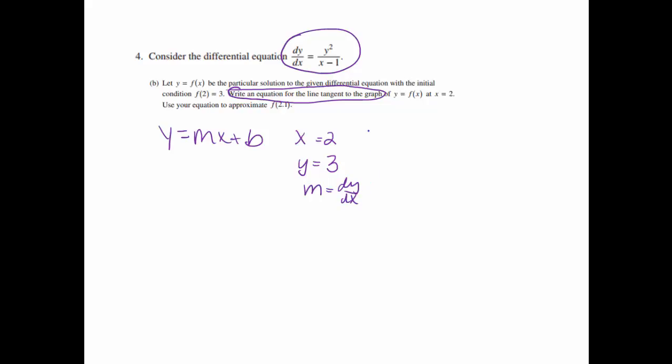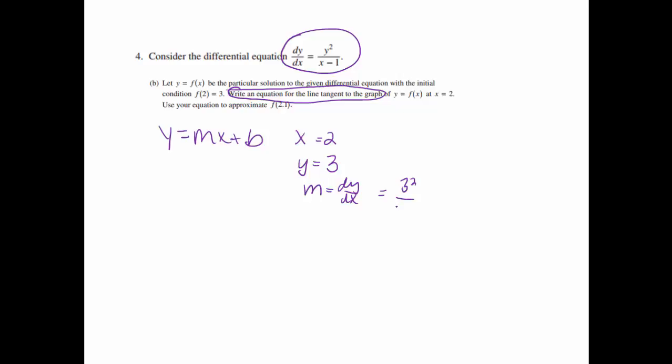So before I try to do anything else, I know my answer has to be y equals mx plus b. Alright, so let me see if I can identify my parts. My x, did they tell me? They told me, yep, f of x at x equals 2, so my x is 2. What about my y? They did tell me that f of 2 equals 3, so my y is 3. And my slope, my m, is going to be my derivative, which they told me, dy/dx. And I know that that's going to be happening at the point (2, 3). So I can plug those in.